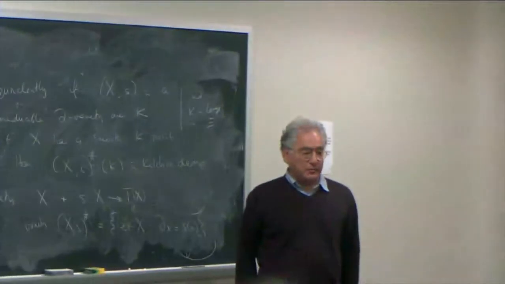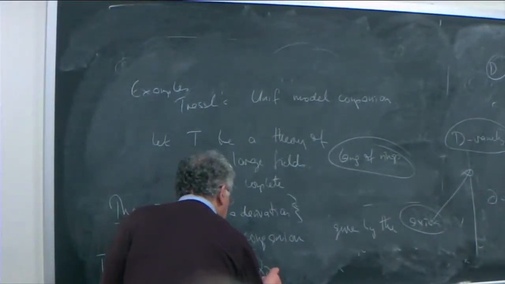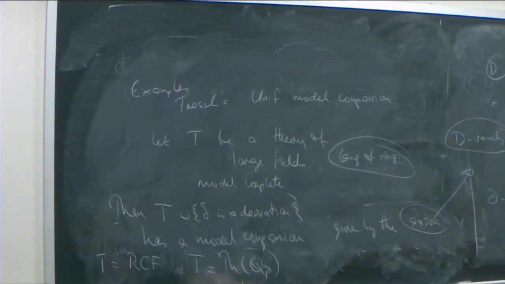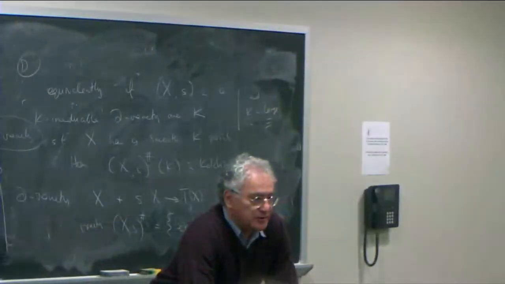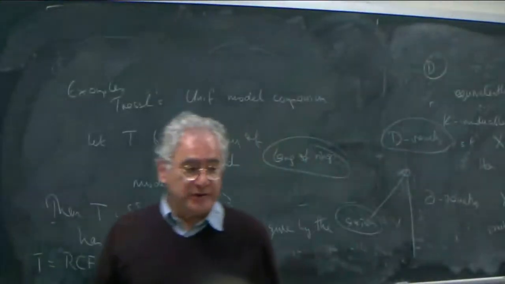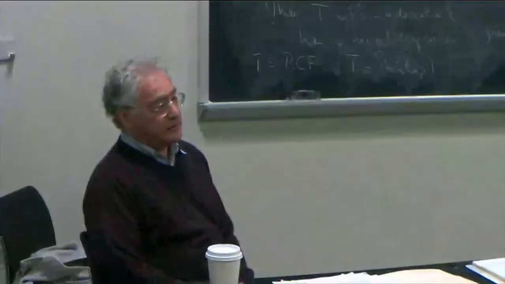There are lots of model complete theories of large fields. You can take T to be RCF, real closed fields, in the language of rings; the theory of the p-adics; the theory of pseudo-finite fields, maybe adding constants to the language; PAC fields; any large theory of fields. So these are differentially large fields, and there are lots and lots of examples.